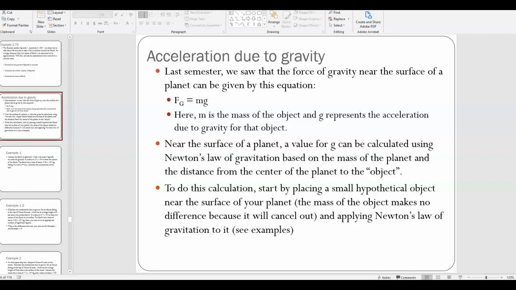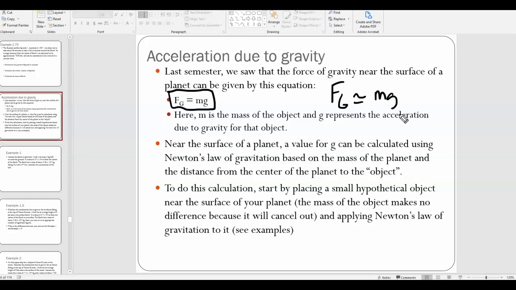Okay, so the last thing we're going to learn about in this unit is how to calculate the acceleration due to gravity for a planet or a moon. Okay, so last semester we learned an equation for the force of gravity, and that is this equation right here, Fg equals mg. Now it turns out that this equation is only approximately true, so Fg is only approximately equal to m times g.